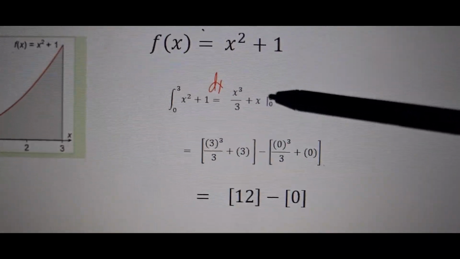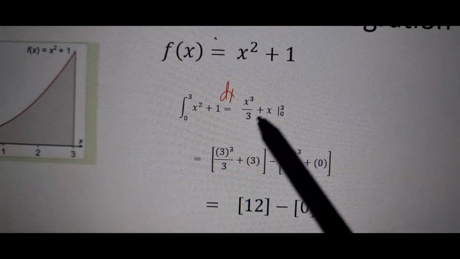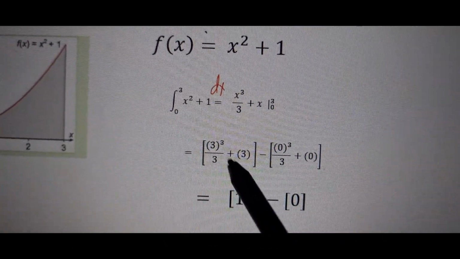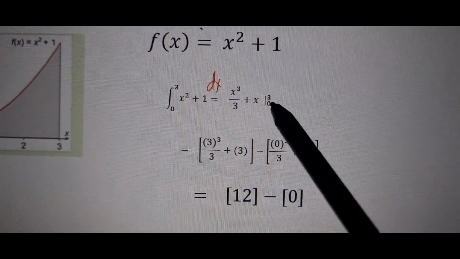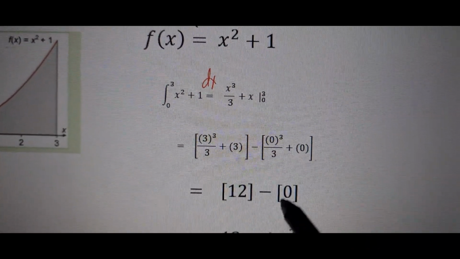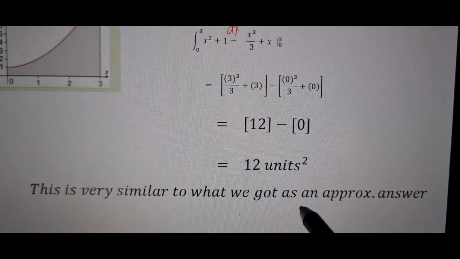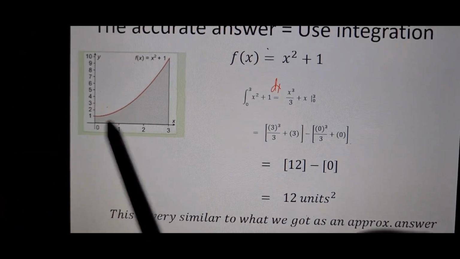I'm then subbing in my upper interval of 3 and my lower interval of 0, and I'm subtracting it. So if you sub 3 into that function, this is what you're getting back, which tidies up to be 12. And when you sub 0 into that function, you get back 0. So it's going to be upper take away lower, 12 take away 0, which is 12 units squared for area. That's the accurate answer for the area under that curve from 0 up to 3.